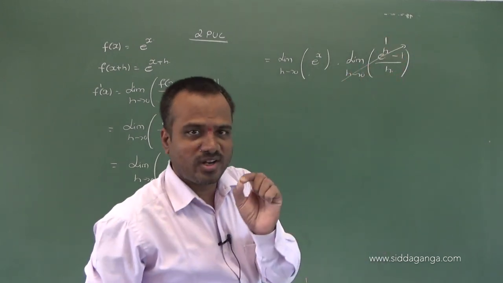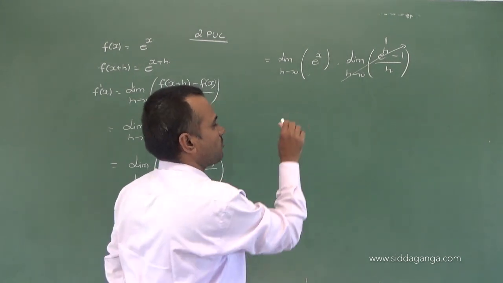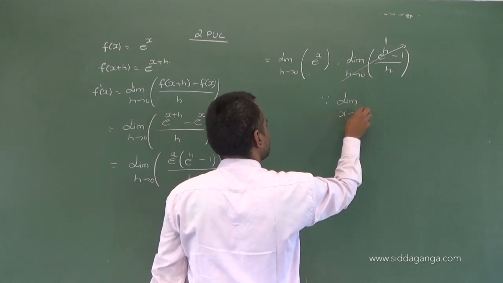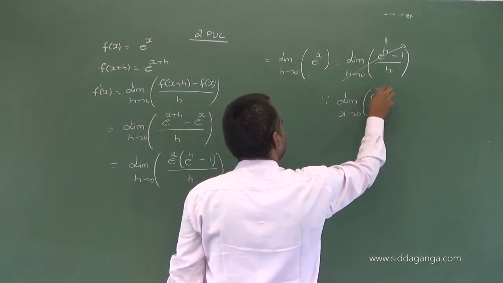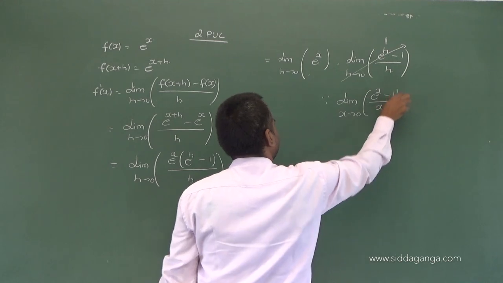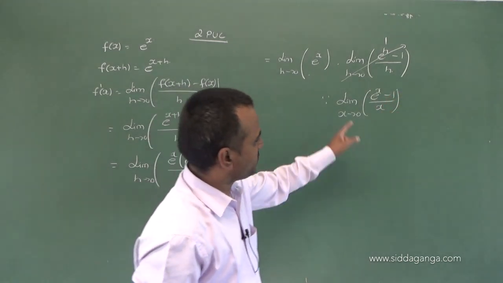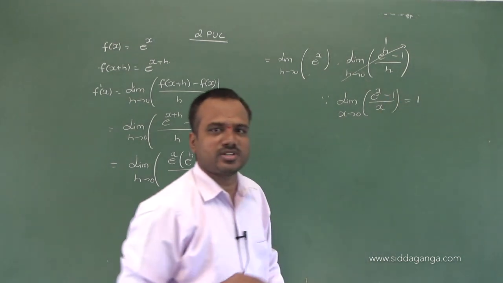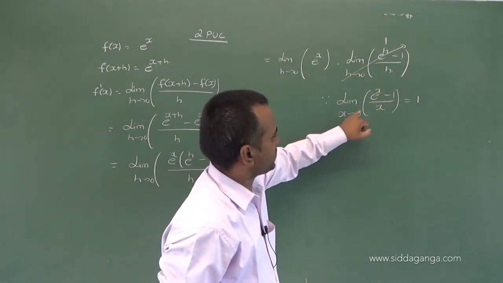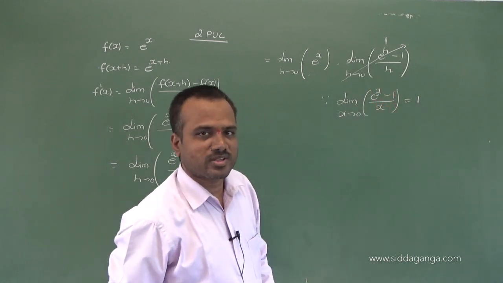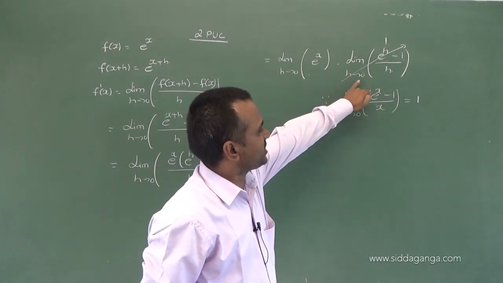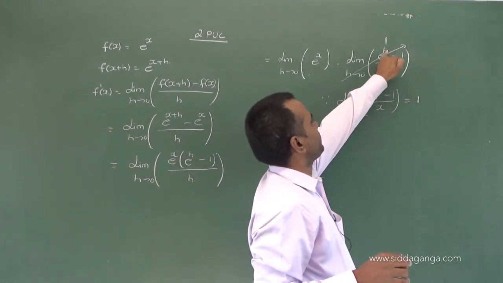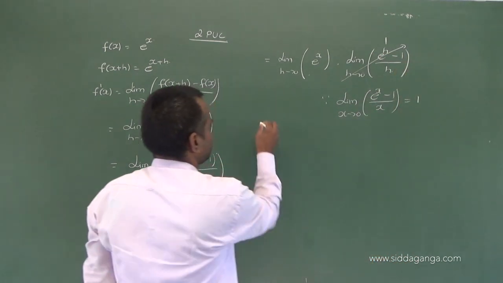One more formula in limits that you may not know: limit x tends to 0 of e power x minus 1 divided by x. If it is present like this, the result is 1. Limit x tends to 0, e power x minus 1 by x is 1. Like that, limit h tends to 0, e power h minus 1 by h is 1. This is one more formula in limits.